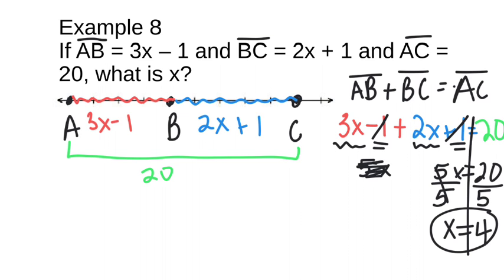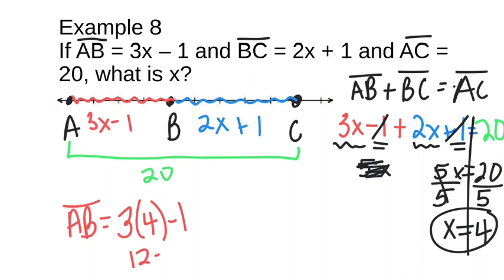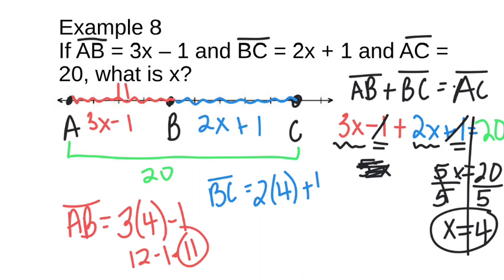X is 4. Again, if they asked me what AB was, if I actually wanted to know what AB is, that would be equal to 3, take x out and plug in 4 minus 1. So that would be 12 minus 1 is 11. If they wanted to know what BC was, I could calculate that. Take 2 times 4 plus 1, which would be 8 plus 1, which would be 9. So again, if they asked me for the actual segment lengths, I would take x and plug it in.